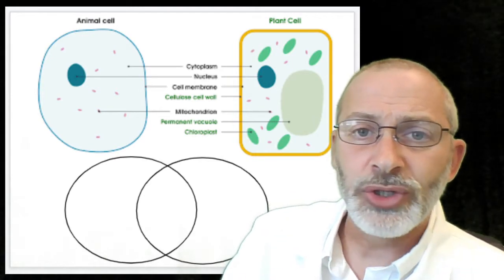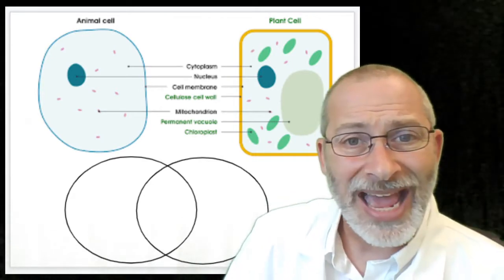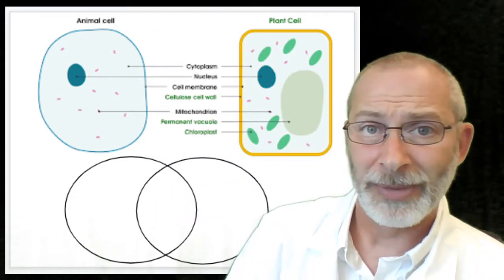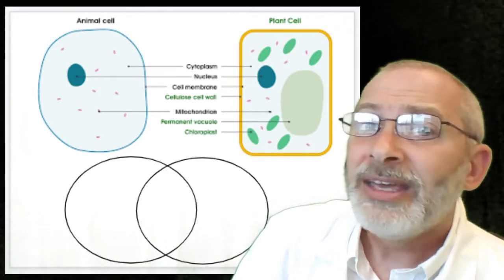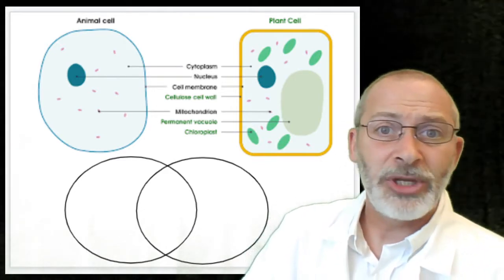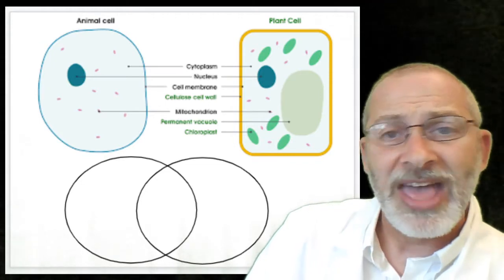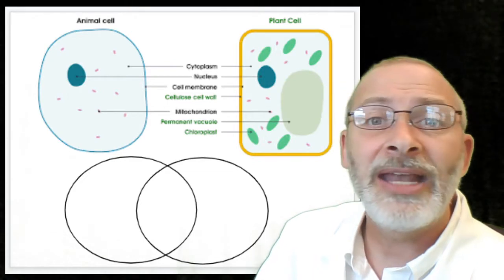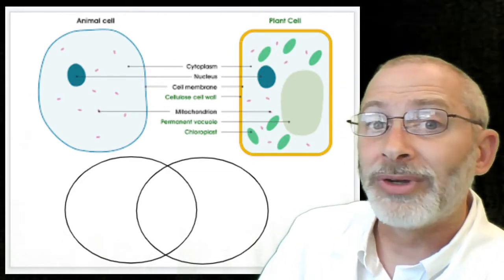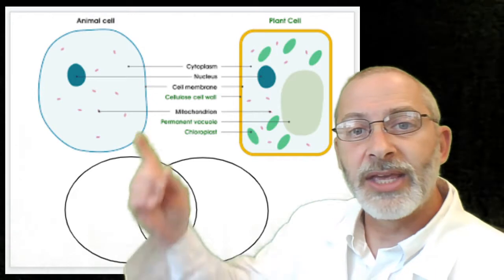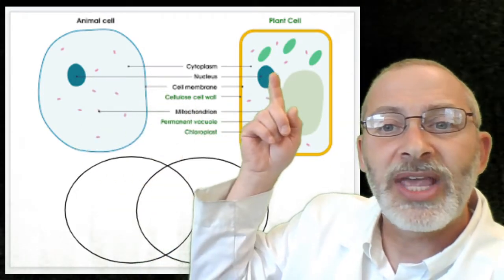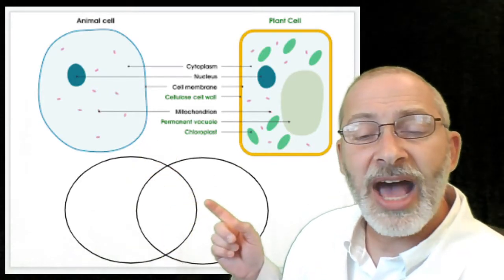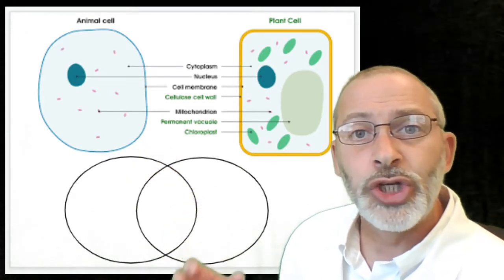And what I'd like to do is take a few moments now for you to create a Venn diagram. I know you're all familiar with Venn diagrams, but in case you're not, let me just explain it briefly to you. Venn diagrams are very useful tools when comparing and contrasting two or more different things. In this case, we are comparing animal cells and plant cells. And so what we have here in this Venn diagram are two circles that are joined in the middle.